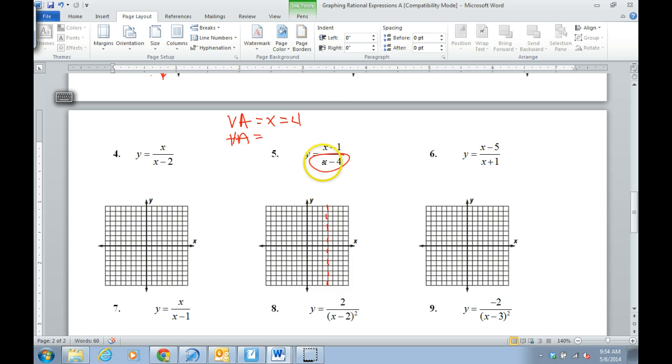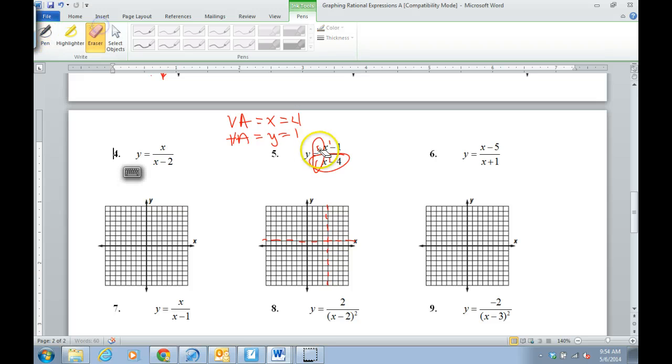Okay, and you get that because notice that the degree on the top is a 1, the degree on the bottom is a 1. They're equal. So we're going to take the coefficients, the numbers in front of the x's. What are those numbers that are not even present? They're 1 and 1, right? So y is going to be equal to 1 in this case. And I am going to put in an asymptote right there.